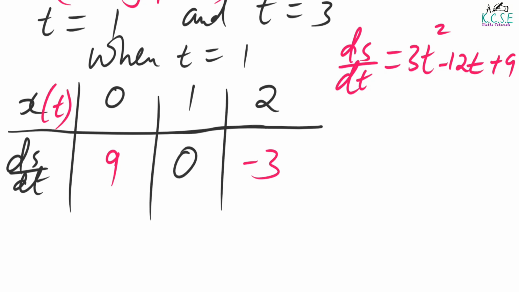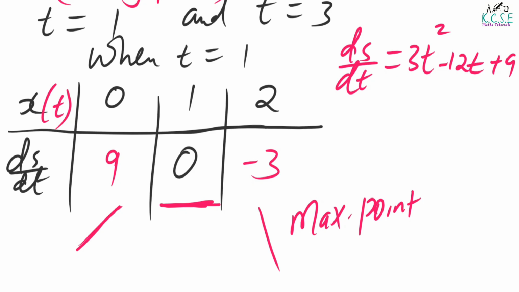So when you sketch that curve, you realize it will be like this. This is positive, then 0, then negative. So that is how the curve will look. This one is positive, this one is 0, this one is negative. So this is a maximum point. That is how the first one looks.